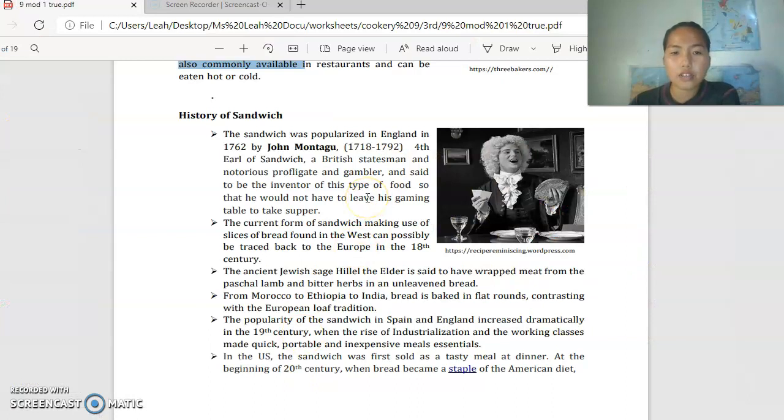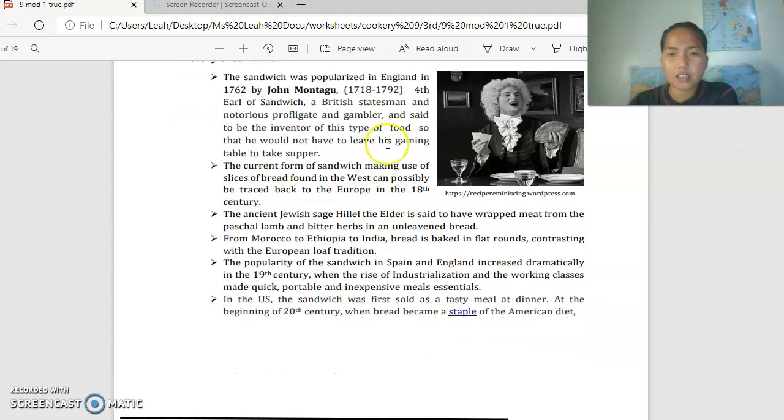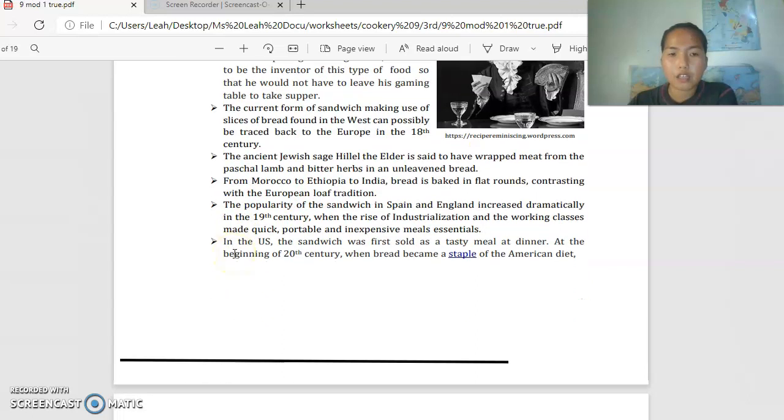Next is the current form of sandwich making use of slices of bread found in the West. You can read this. The popularity of the sandwich in Spain increased dramatically in the 19th century with the rise of industrialization, because it's also an inexpensive essential meal. And in the US, the sandwich was first sold as a tasty meal at dinner.